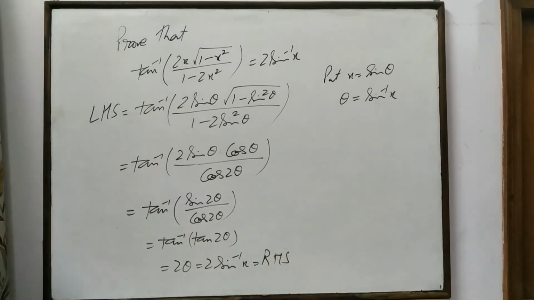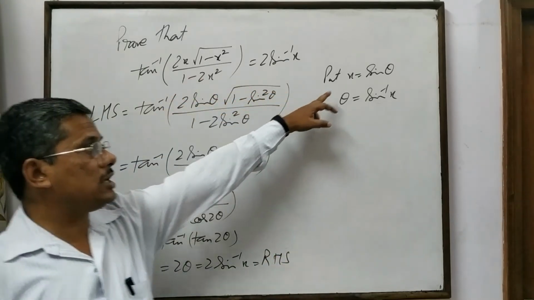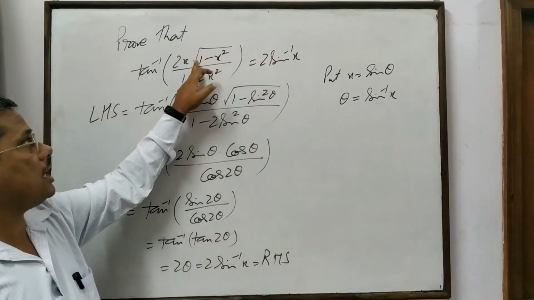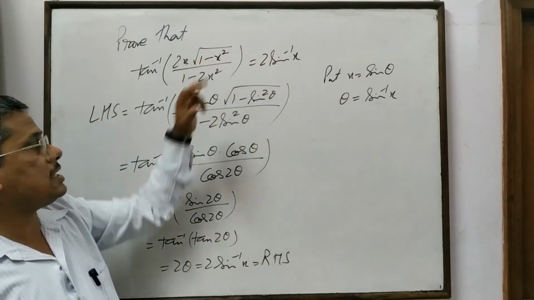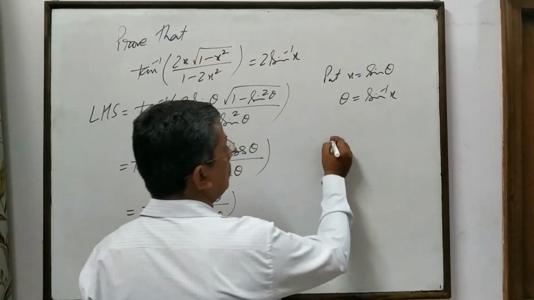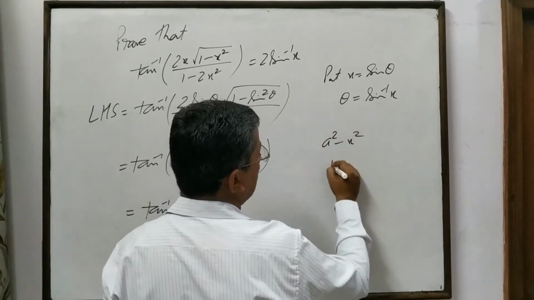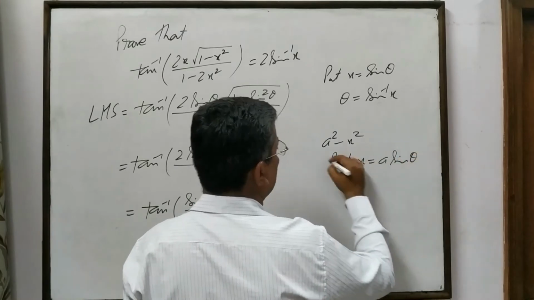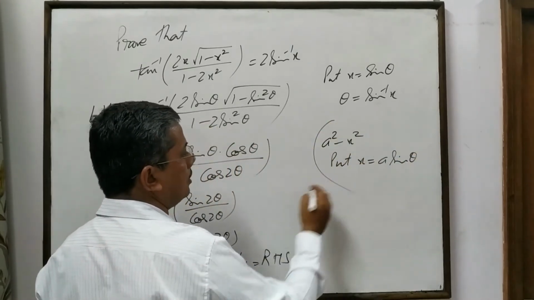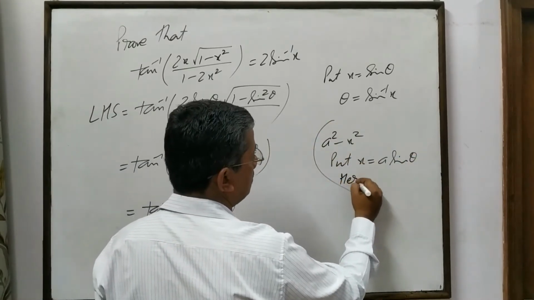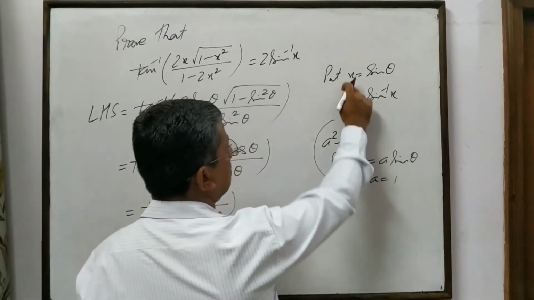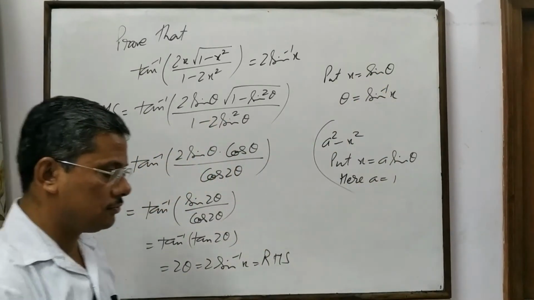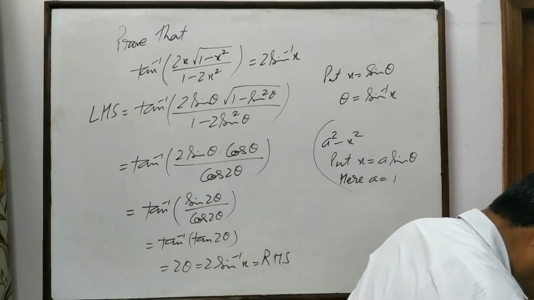So quite simple. Why have we substituted x is equal to sin theta? Because we have under root of 1 minus x square, and we know the substitution for a square minus x square is x is equal to a sin theta. Now a in this case is 1. Here a is equal to 1, so x is equal to sin theta. Fine. Another question.